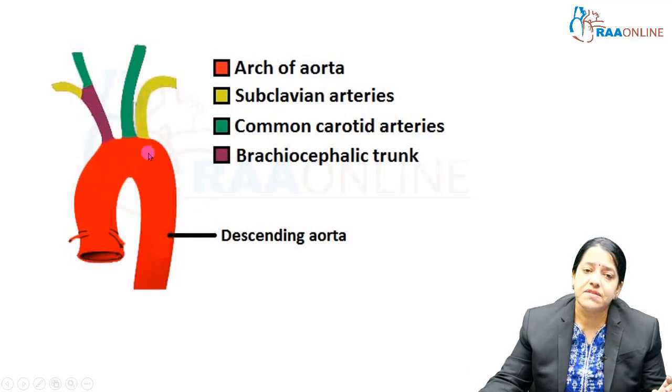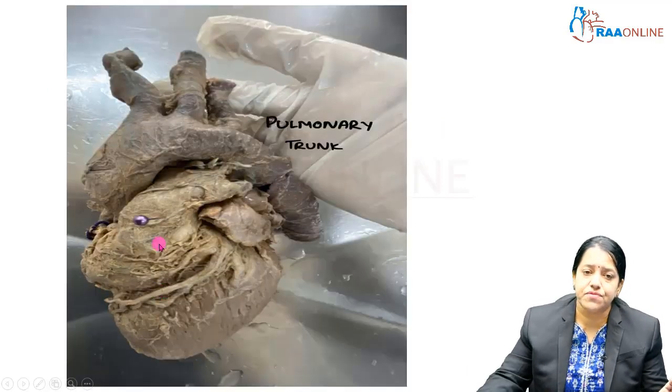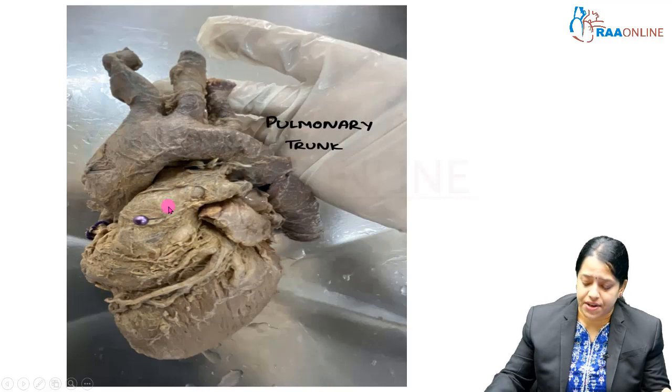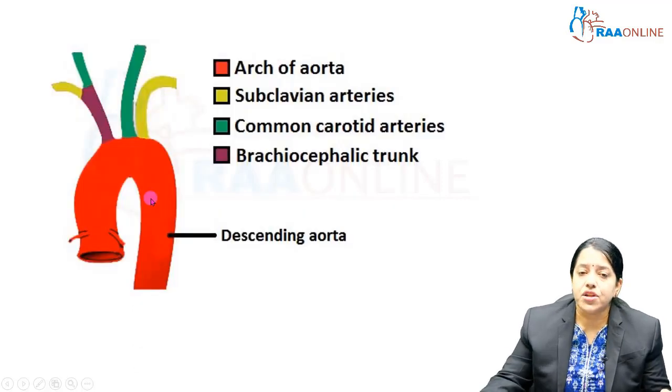So you can see this is the arch of aorta. Over here we can observe this is the arch of aorta, and this becomes the descending aorta. And the pulmonary trunk is directly coming out from the right ventricle. Okay, so right ventricle, it is coming out and it is seen very well. Now come to the arch of aorta, just to revise so that we can now correlate with all the vessels.